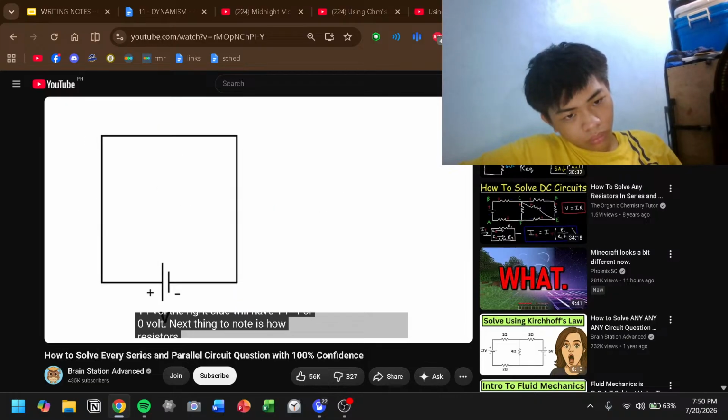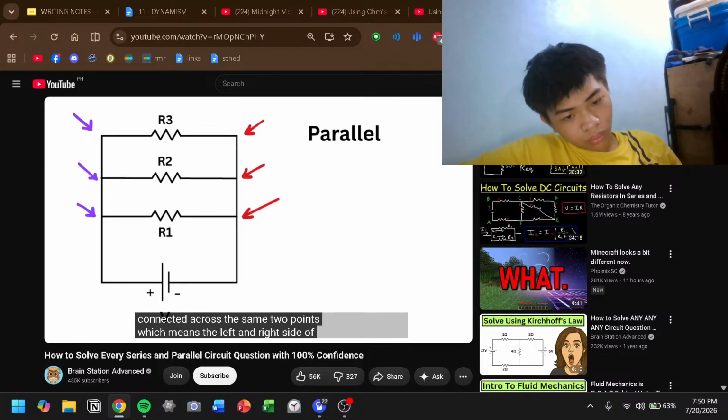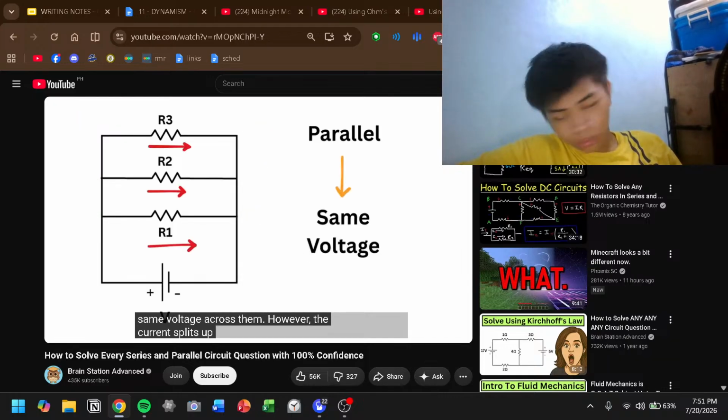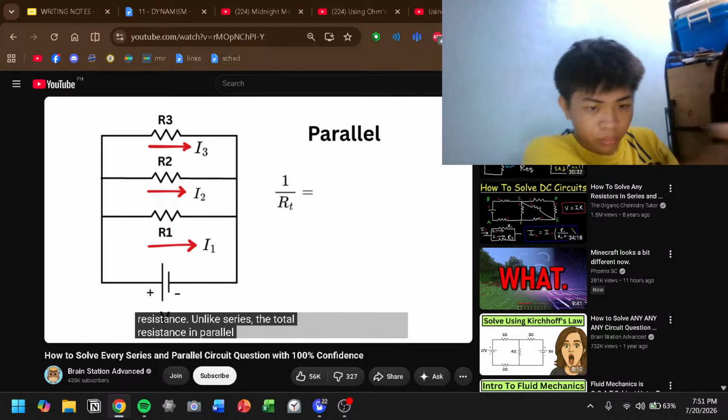Next thing to note is how resistors behave when they are connected in parallel, where all the resistors are connected across the same 2 points, which means the left and right side of the resistors are connected to the same 2 points, and thus they will have the same voltage across them. However, the current splits up and flows through each resistor separately, depending on its resistance. Unlike series, the total resistance in parallel is found by using this formula.